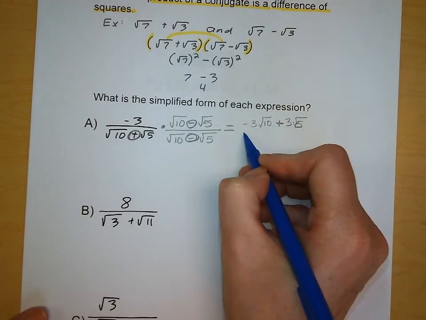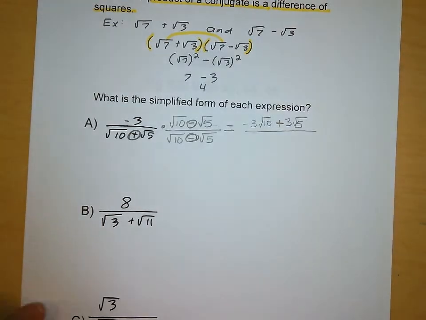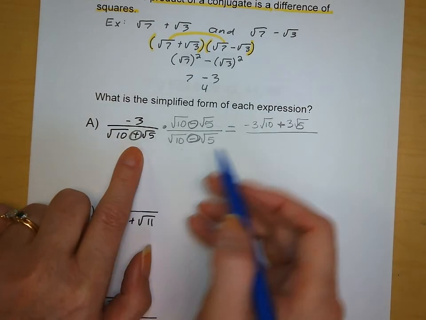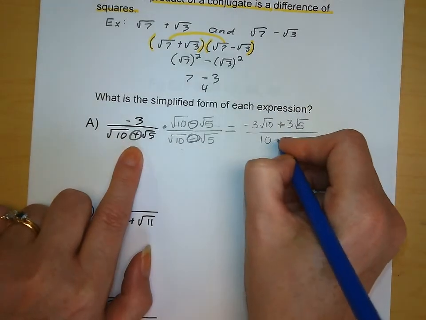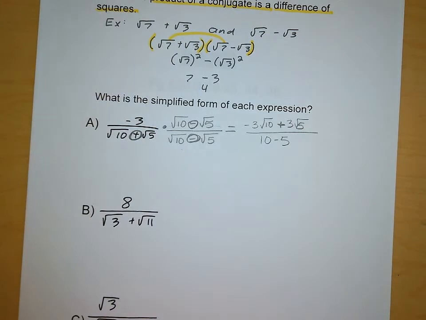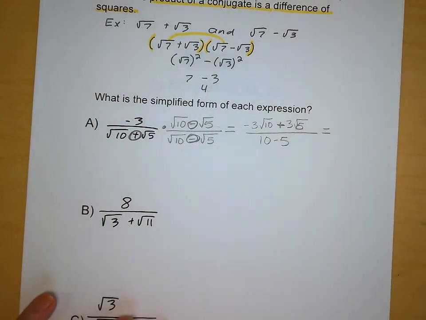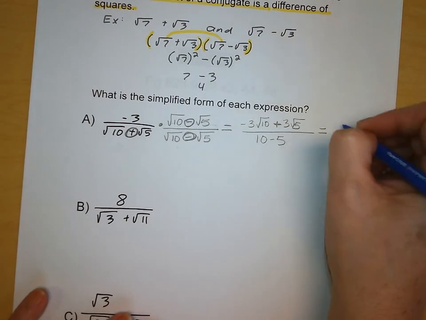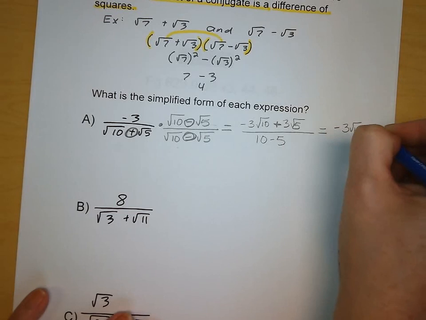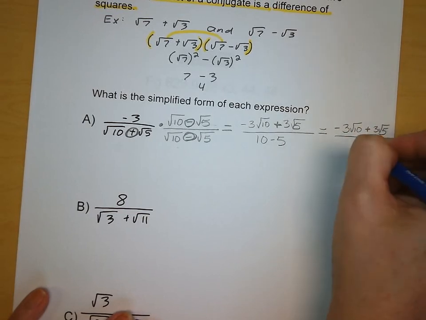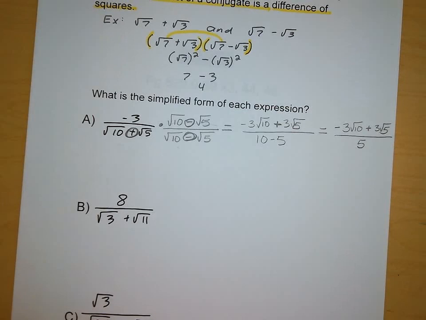Yep. All right. In the denominator, we have the square root of 10 times the square root of 10, which is 10, and the square root of 5 times the square root of 5, which is 5. And then we simplify. So we've got negative 3 square root of 10 plus 3 square root of 5 over 5. And that is our simplified form.